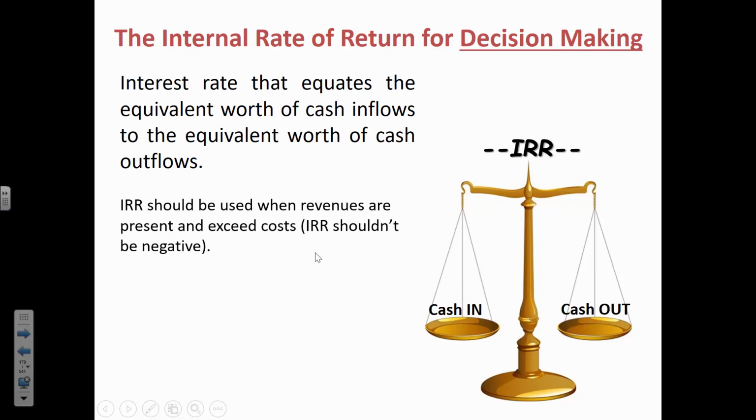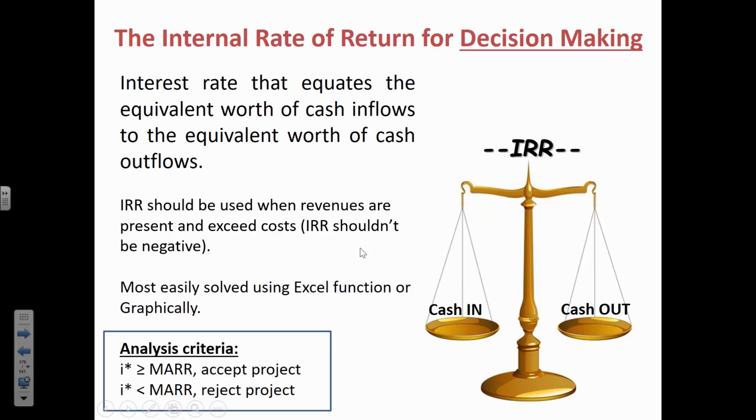Now, the internal rate of return can only be positive. You can only calculate the internal rate of return if you have more revenue than costs. And it's easy to solve using Excel like I just showed you. There are also some graphical solutions to internal rate of return where you can do a linear regression to solve for it. And here's the decision criteria when you're doing an internal rate of return analysis.